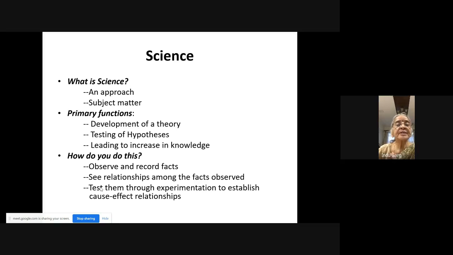And you try to see some relationships between all the information, all the facts that you have seen and you have observed. And when you get all these facts with you, you want to test them through experimentation, or you want to see some cause and effect relationship, etc. Now, I'll just give you a very simple example.